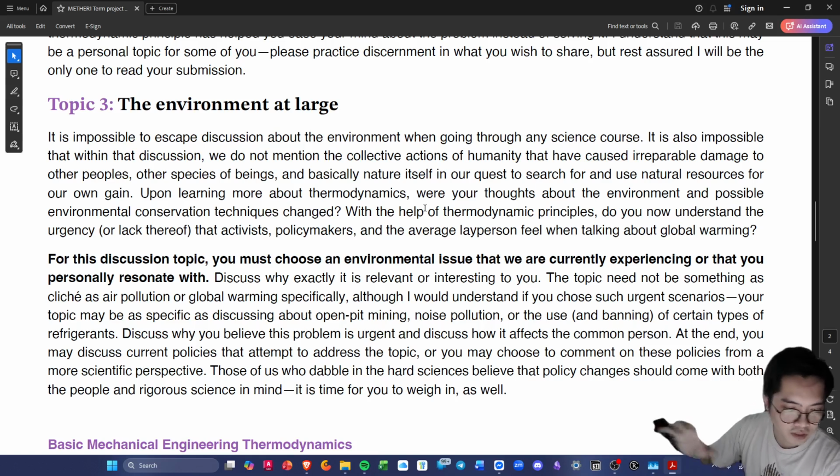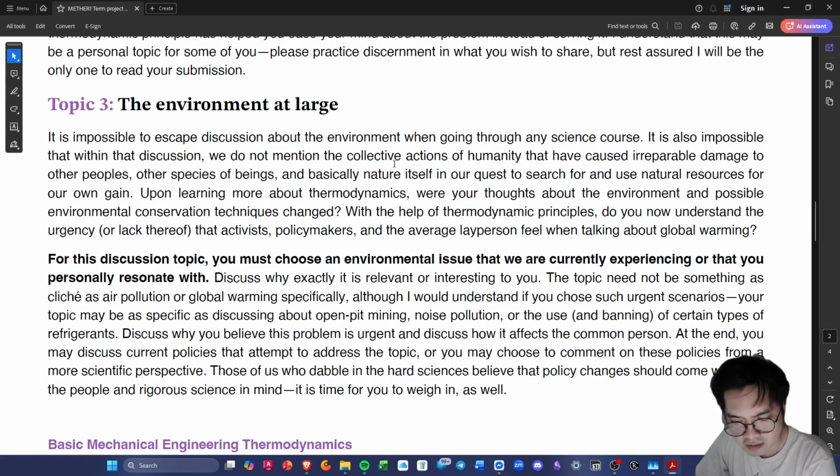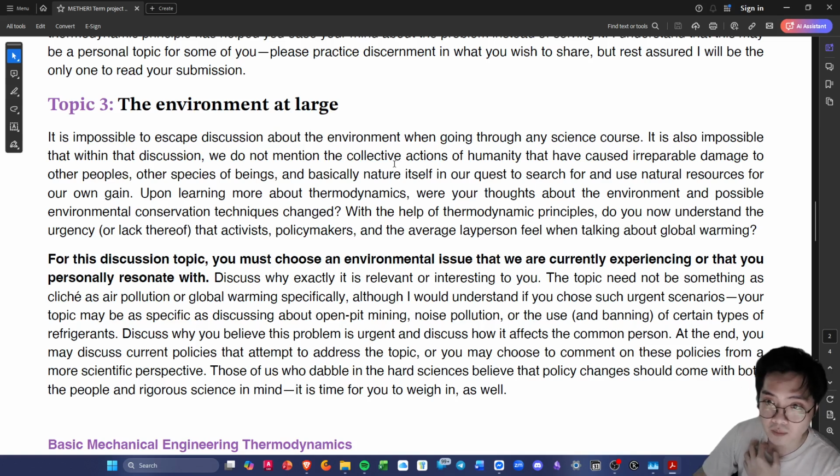Now, right, we characterize ourselves like that in our quest to search for and use natural resources for our own gain. But upon learning more about thermo, were your thoughts about the environment and possible environmental conservation techniques changed? Right? Maybe because you now learned about thermo, you're like, maybe this thing is not going to be as effective, or maybe this other policy change will make things more effective. Maybe, right? With the help of thermodynamic principles, do you now understand the urgency, or lack thereof, that activists, policymakers, and the average layperson feel when talking about global warming?